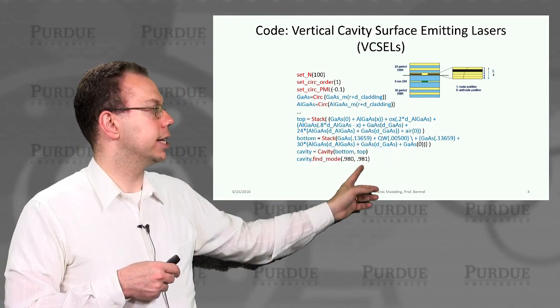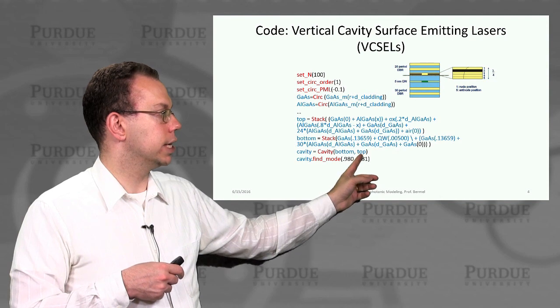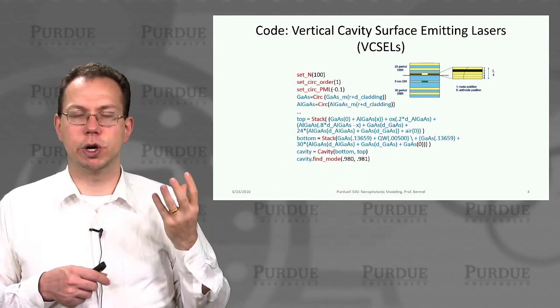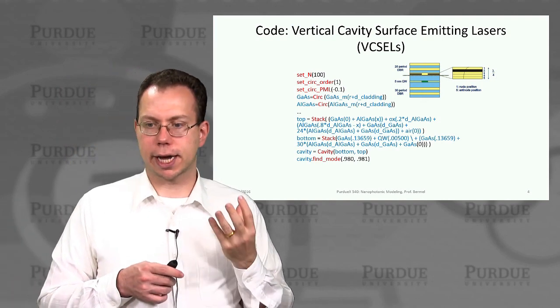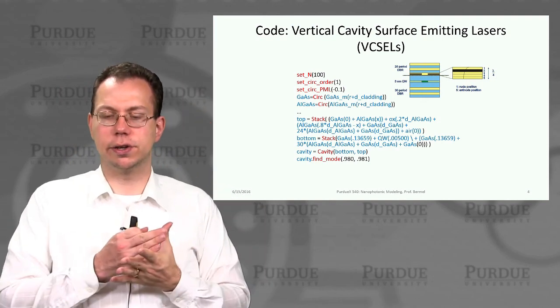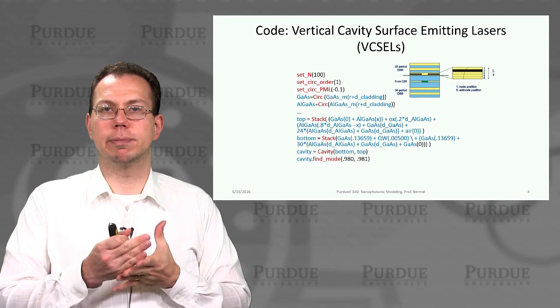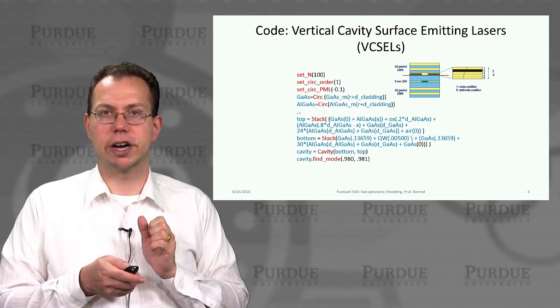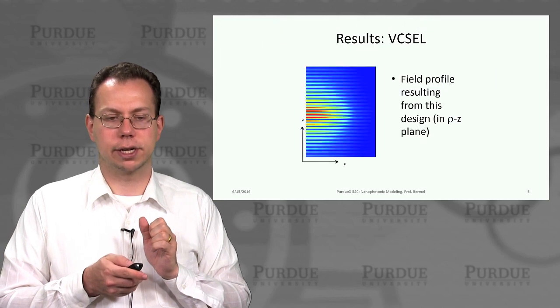And then you would try to find the exact mode frequency as you connect these top and bottom regions using this find mode command. And find mode is actually very useful because that allows you to not try to calculate every possible mode, but just look at a certain subset of possible values. So it saves you a lot of computational time.